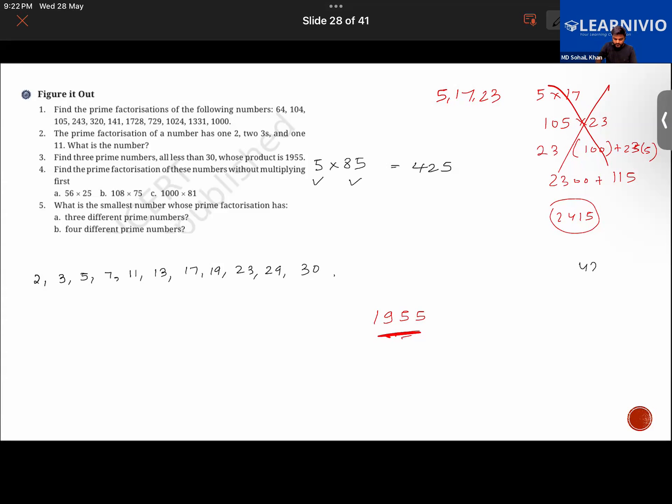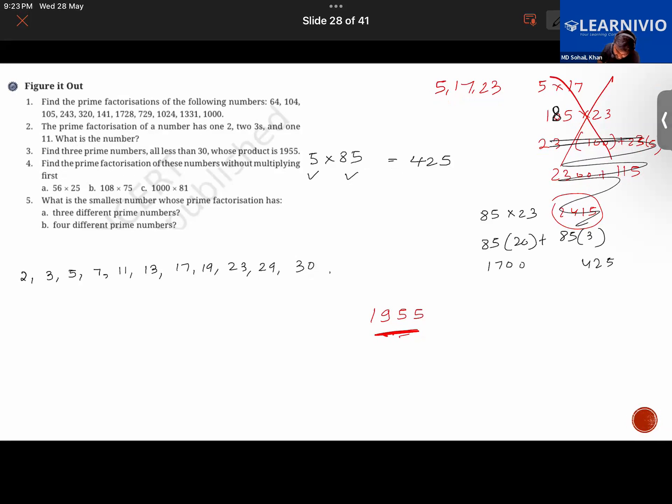Sir, how are you getting 5 into 17 as 105? Oh, sorry, 17 fives are 85. My bad. Let me check that once again. So 85 times 23. 85 times 20 is going to be 1700, right? And that's going to be 5, 17 and 23.